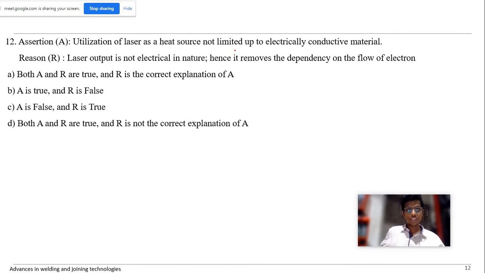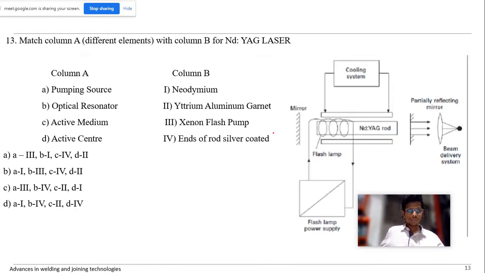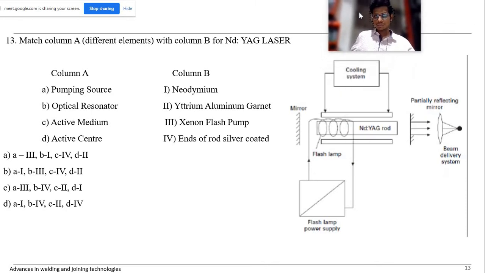Utilization of laser as a heat source is not limited to electrically conducting material. Yeah, this is true. Just now we discussed it, and you also answered it, right? Laser output is not electrical in nature, hence it does not depend on the flow of electrons. Yeah, this is also true. So both A and R are true, means assertion and reason are true, and the reason is the correct explanation of the assertion.